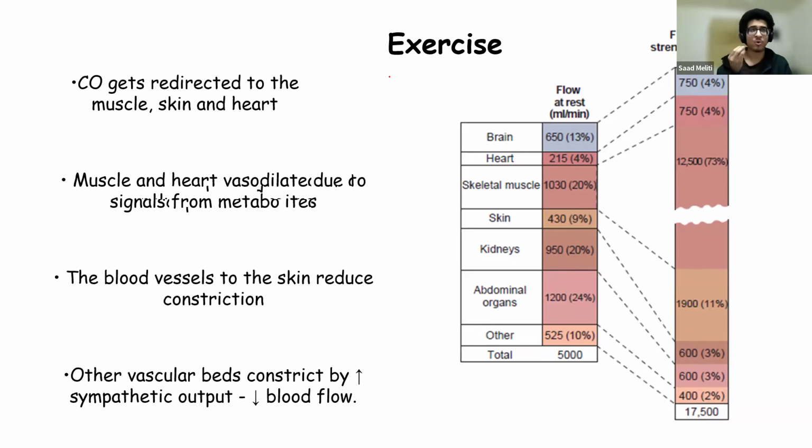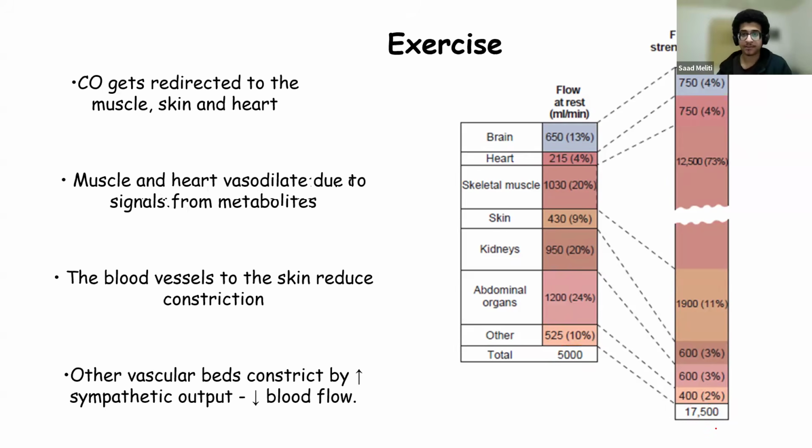When we're exercising, okay, look at this. This is our cardiac output. This is 5 liters, okay? Now, when we exercise, our cardiac output becomes 17.5 liters, okay? So our cardiac output has obviously increased, because we're exercising, we need more blood flow throughout all the body, right?